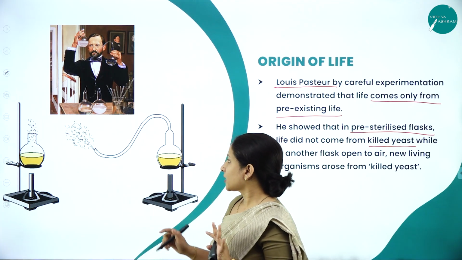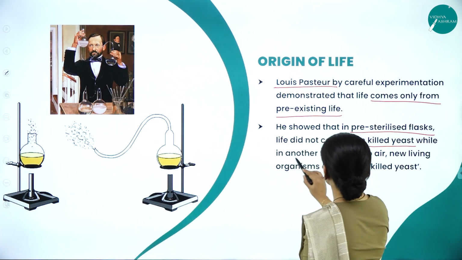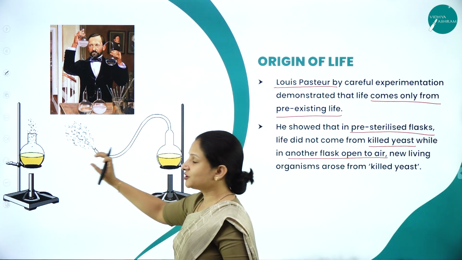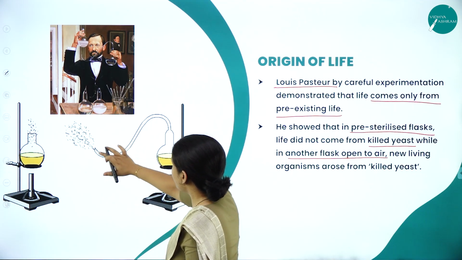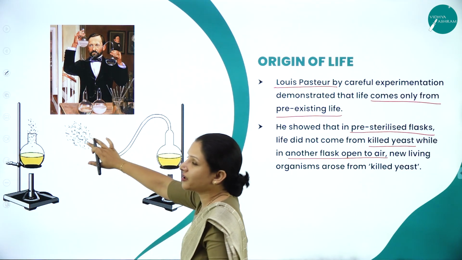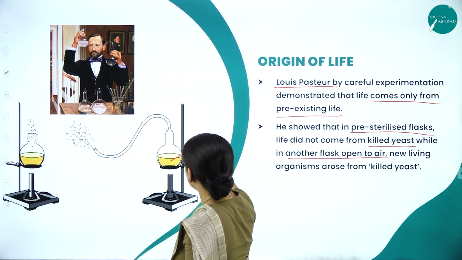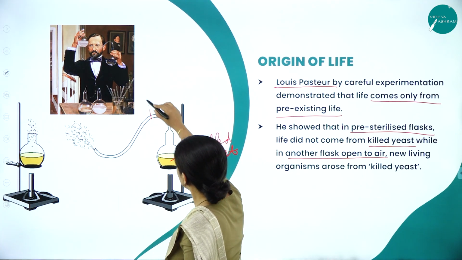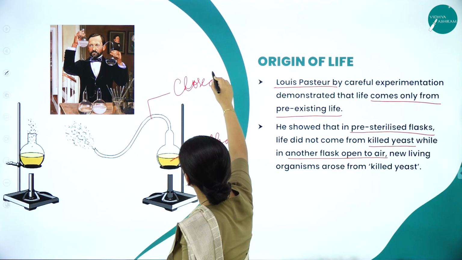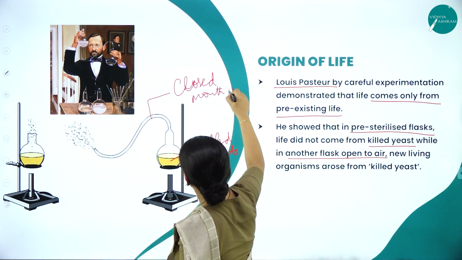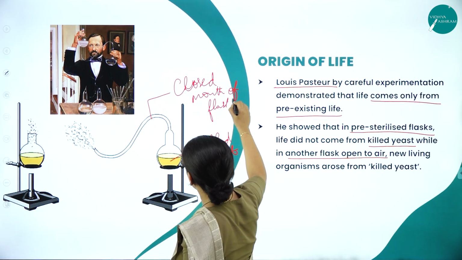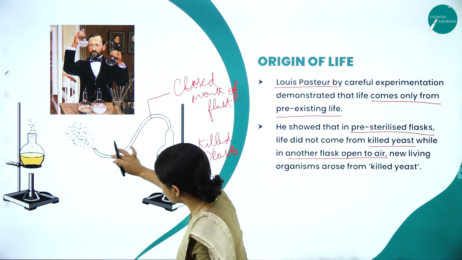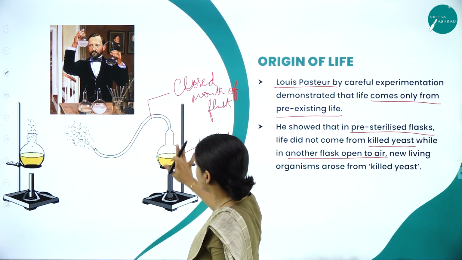That is in one flask. And in another flask, he put the killed yeast. This flask was a swan-necked flask. Why a swan-necked flask? So that proper aeration can enter, but microbes or any other organism cannot enter. In this, he took killed yeast, but closed the mouth of the flask. That is, he took a swan-neck shaped flask so that the mouth of the flask is closed. It's not fully closed, but it is in such a way that microbes or other organisms cannot enter into the flask.